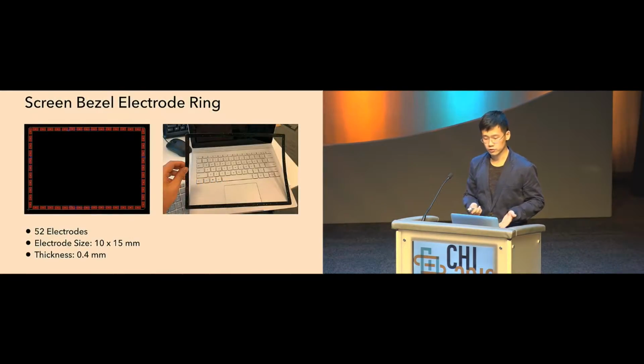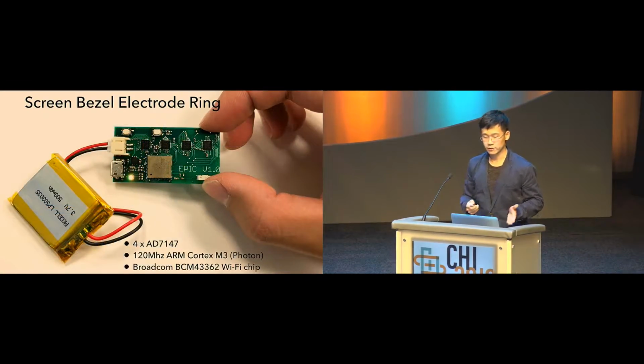Now let me first talk about the hardware and sensors we used in this project. To sense beyond the touch screen, we built a self-capacitive sensing electrode ring, which we can see here. We attached this bezel to the top screen bezel of the Surface Book. This electrode ring has 52 electrodes. Each measures 10 by 15 millimeters with a thickness of 0.4 millimeter. This electrode ring is then connected to a custom-built sensor board, which features 4 Analog Devices capacitance sensing chips and a 120 megahertz microcontroller with Wi-Fi connectivity.